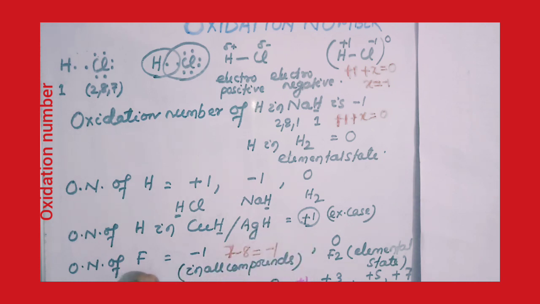In case of fluorine, the oxidation number is minus 1 in all its compounds, because fluorine is the most electronegative element and its oxidation number cannot be positive. Minus 1 can be calculated by subtracting 8 from 7. 7 is the number of valence electrons. 7 minus 8 is equal to minus 1. And in elemental state, the oxidation number of fluorine is found to be 0.